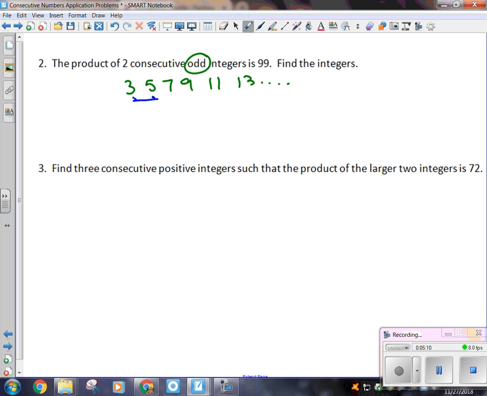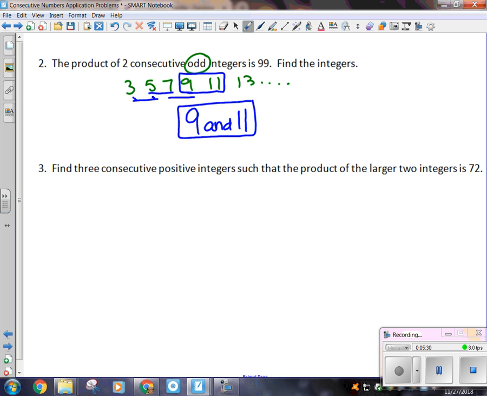3 times 5, though, not 99. 5 times 7, not 99. 7 times 9, nope, not 99. Uh-oh. 9 times 11 is 99, and they are odd. And if I multiply them to get the product, I do get 99.